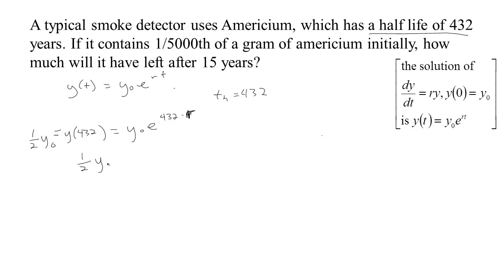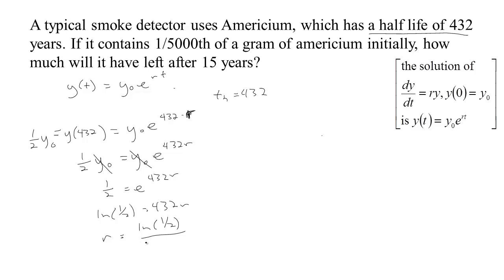So we basically have this equation: half of what we started with is equal to y naught e to the 432r. And we can solve this equation for r because y naught's on both sides, so we can divide it out, and we have this equation that only has r in it. We can take the natural log of both sides, and we'll have that r is the natural log of 1/2 all over 432.